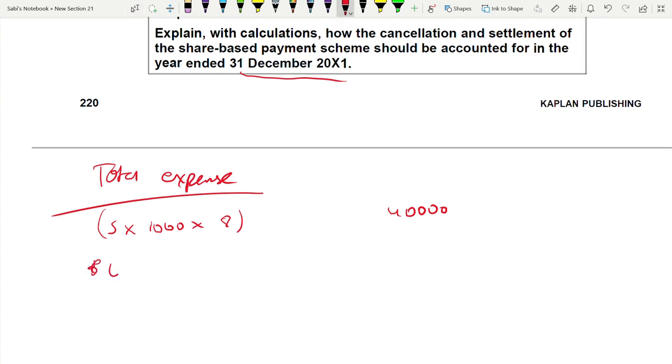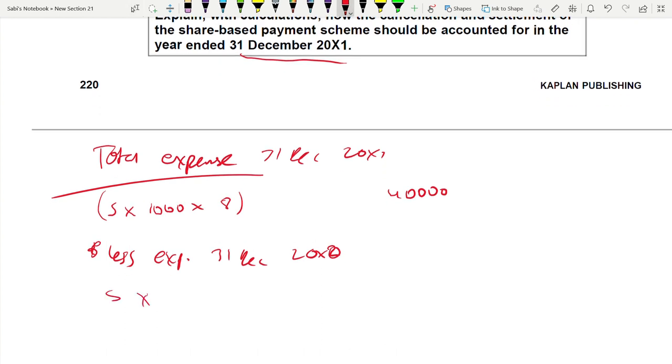Less expense recognized in the previous year, the year ended 31st December 2000. It will be 5 directors into 1000 into 8, but this will be 1 over 3, because the vesting period is 3 years from 2000. But why here is it not 1 over 2 for 2001? Because you have cancelled. When you cancel, you do not divide it over years. Fully, you have to recognize the full amount immediately.